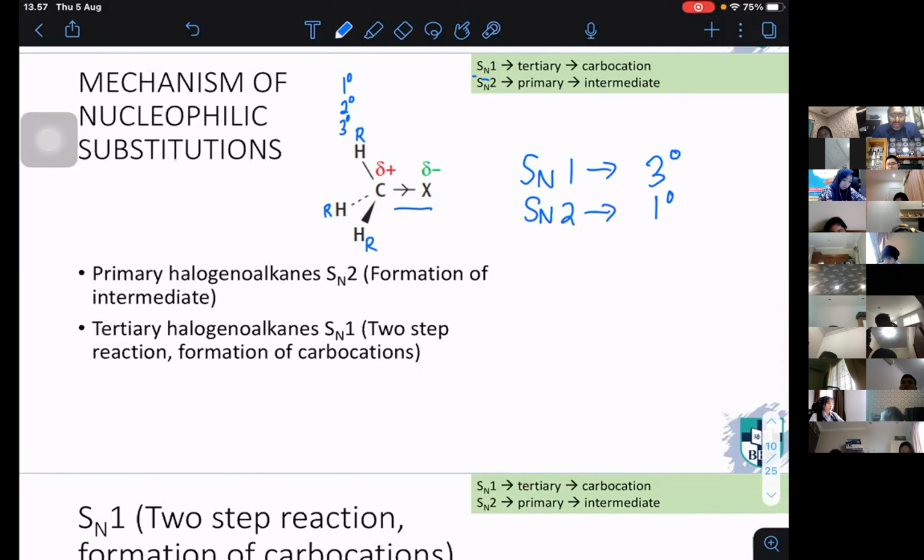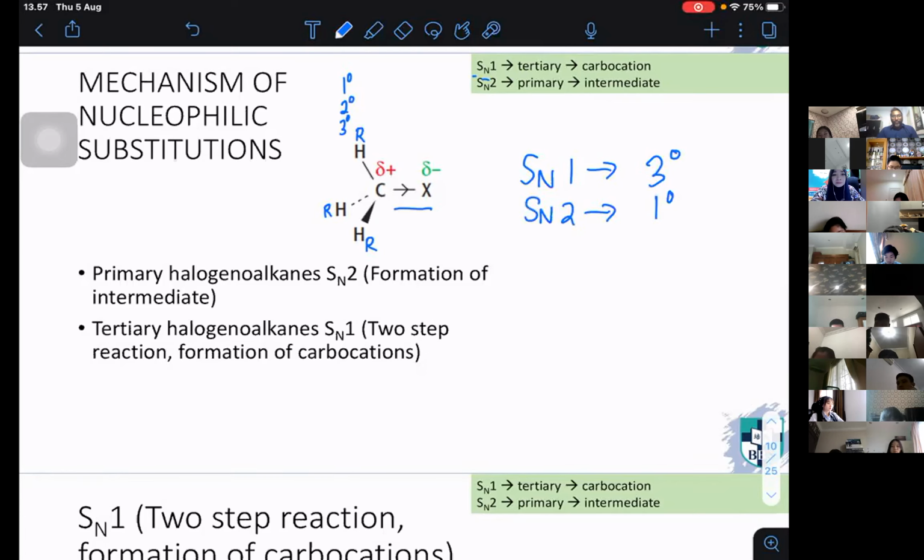Some of you will ask, how about secondary halogenoalkane? Secondary halogenoalkane can undergo SN1 or SN2, no problem. You can choose whichever it wants to follow. But tertiary halogenoalkane must follow SN1. Primary halogenoalkane must follow SN2.